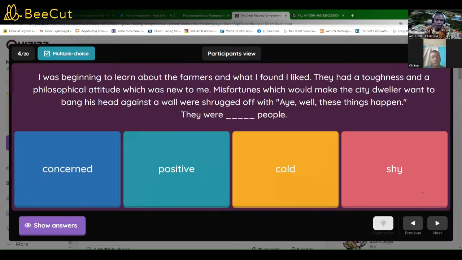Yes, read this. I was beginning to learn about the farmers and what I found I liked. They had a toughness and a philosophical attitude which was new to me. Misfortunes which would make the city dweller want to bang his head against a wall were shrugged off with, well, these things happen. They are dash people.